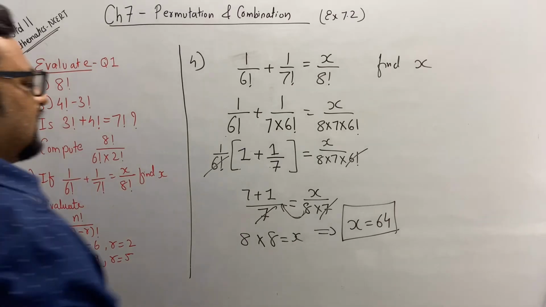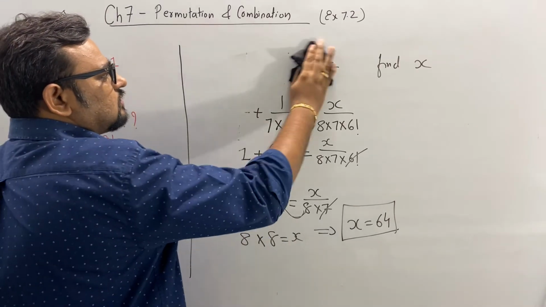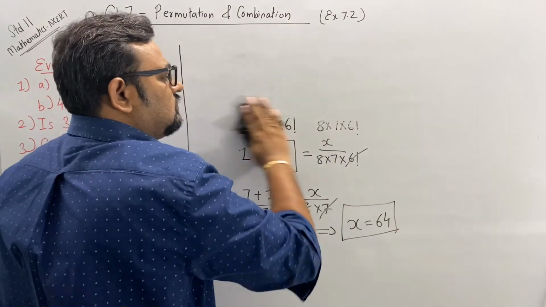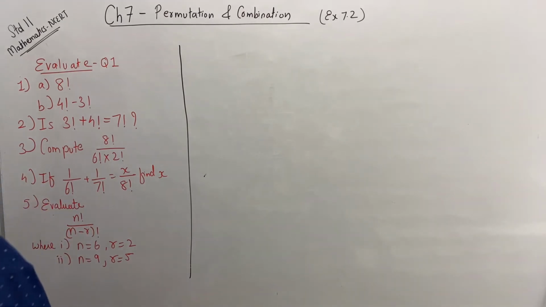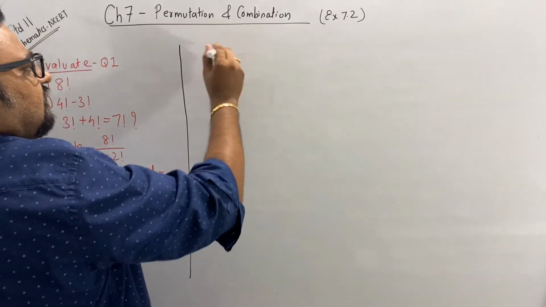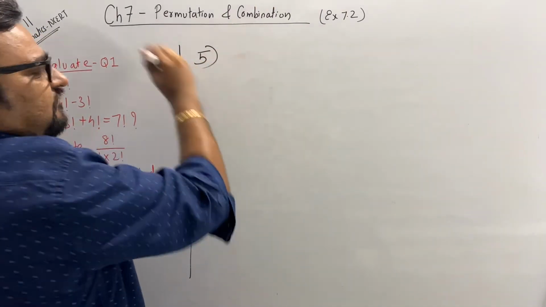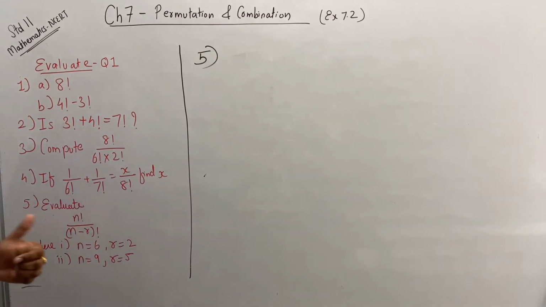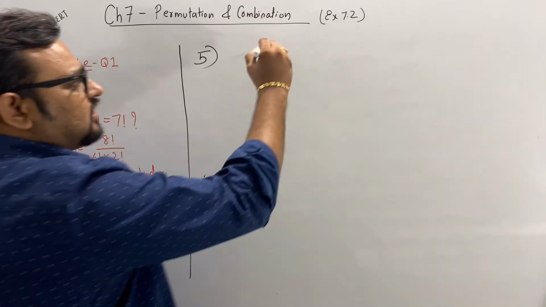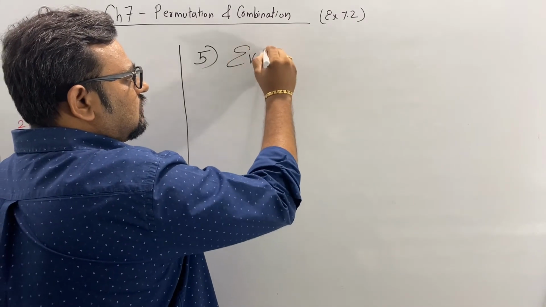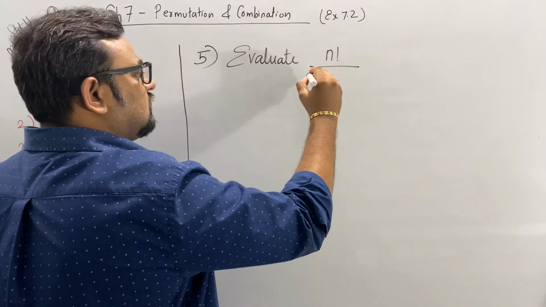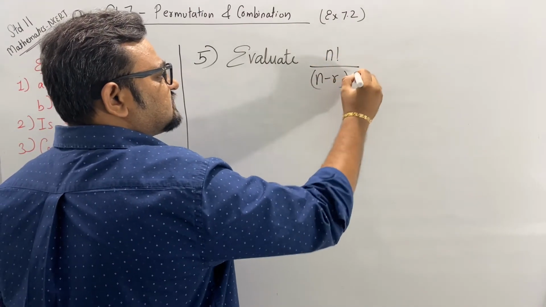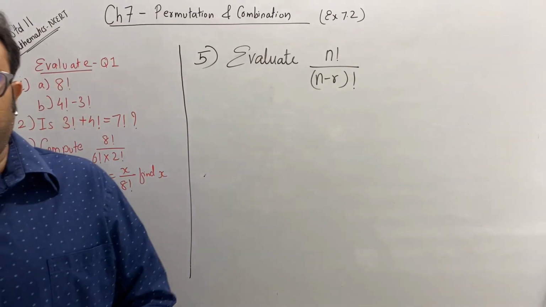Okay, let's move ahead. Question number 5. It's given: evaluate n factorial upon n minus r factorial.